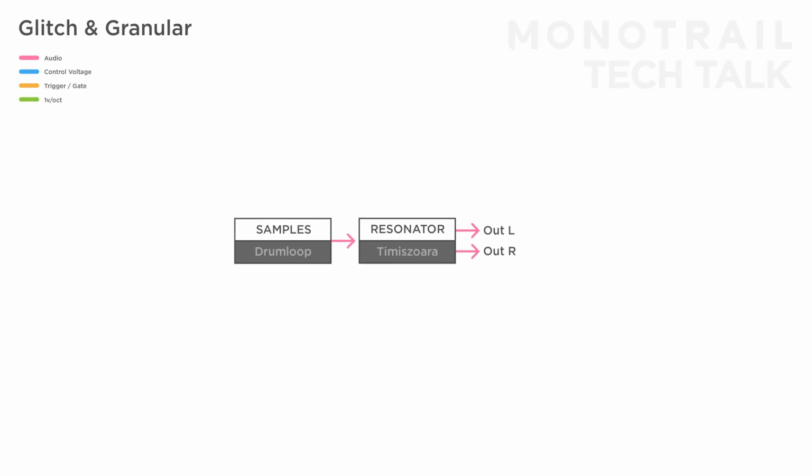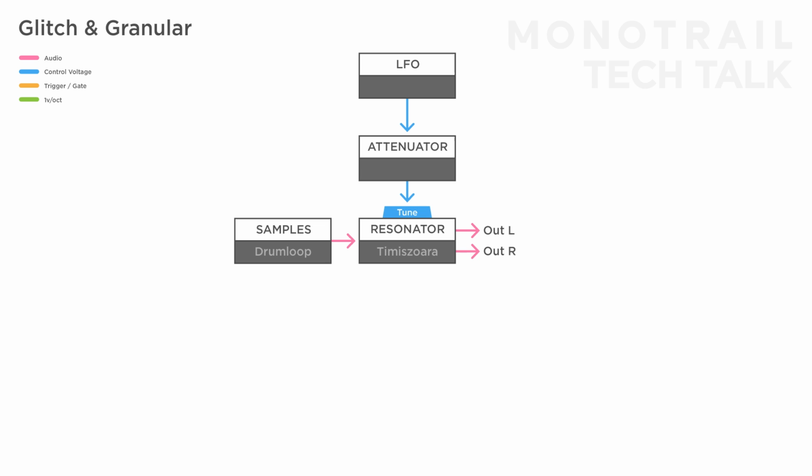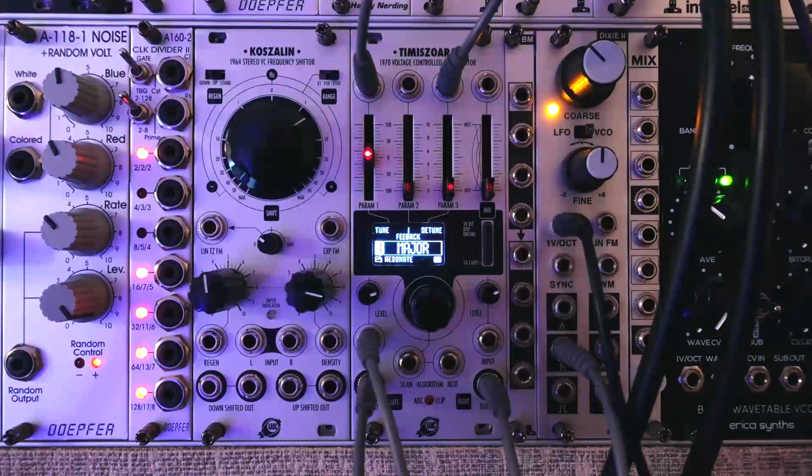And here's a quick example of a drum loop through a resonator, modulated with an LFO and looping envelope.